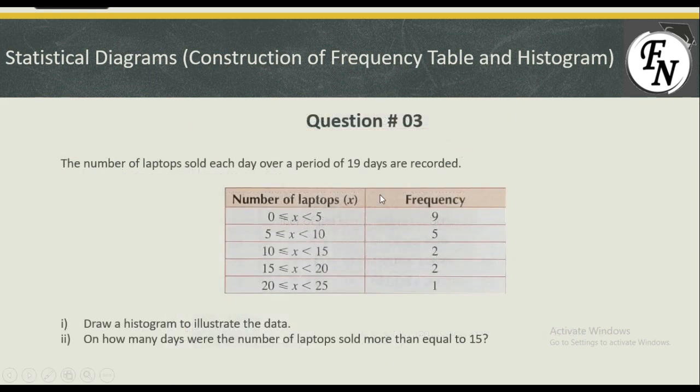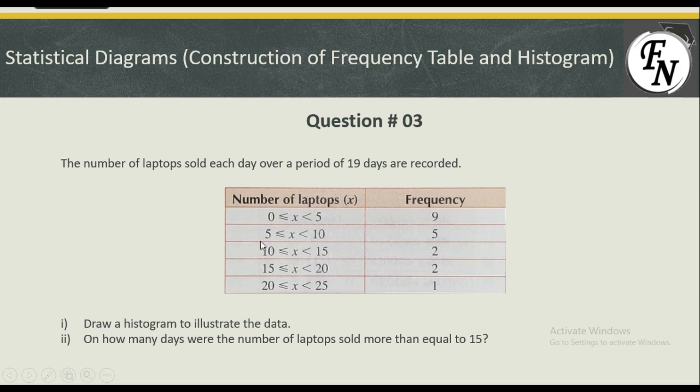Now we will be looking at one more question. We have been given this 19-day record of selling laptops. When I talk about this range, it means that when a person has sold 0 to 5 laptops, that means 0, 1, 2, 3, 4 or 5 laptops per day. Maybe he has sold 4 laptops per day or 3 laptops per day, all would come in the first row, which would be added in the frequency of 0 to 5, and they add up to get 9.